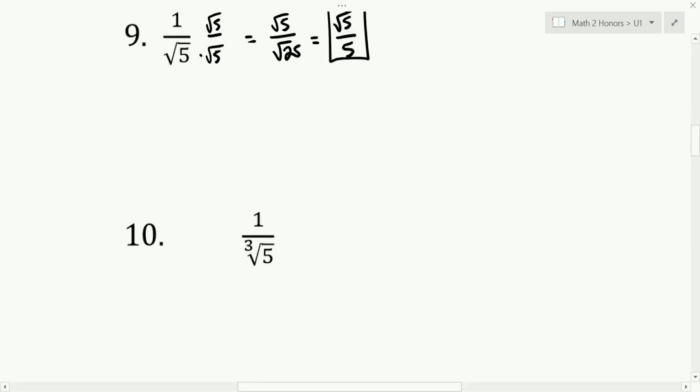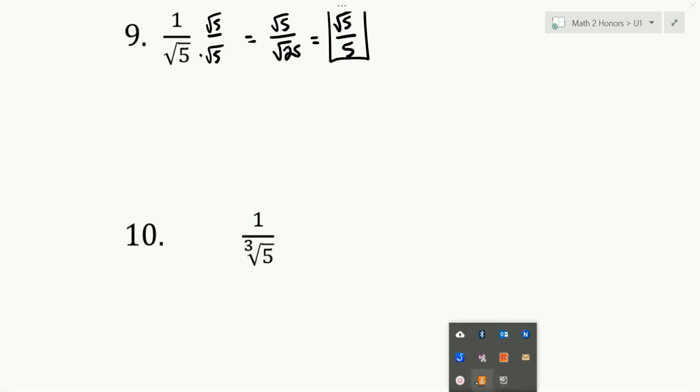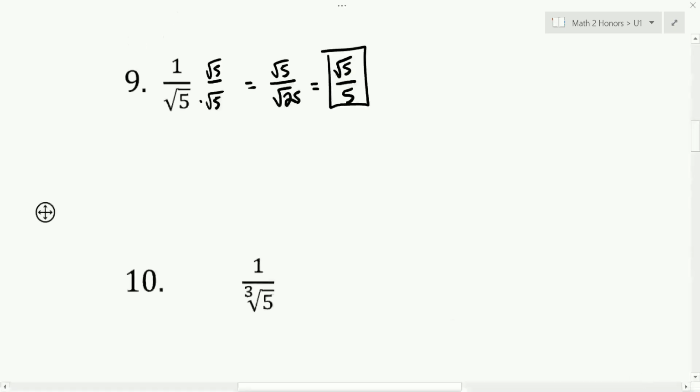All right, I'm going to try to trick you on this one. But I know some of you I can't trick. So try number 10. Same rules, but now it's a cube root, so you gotta think a little bit more deeply on this one. Okay, try it out. Any ideas?